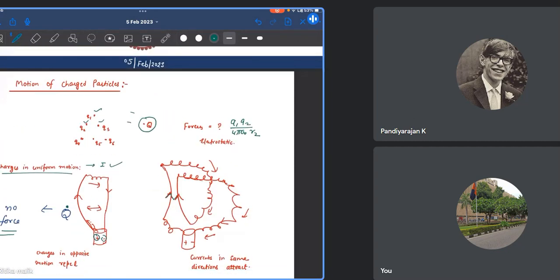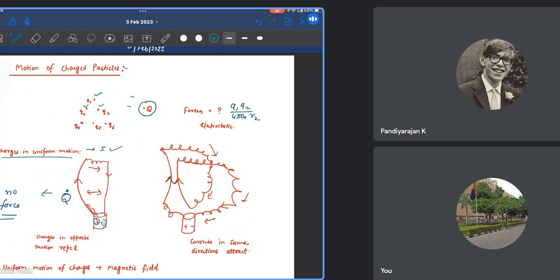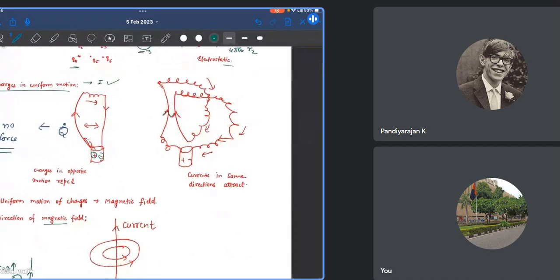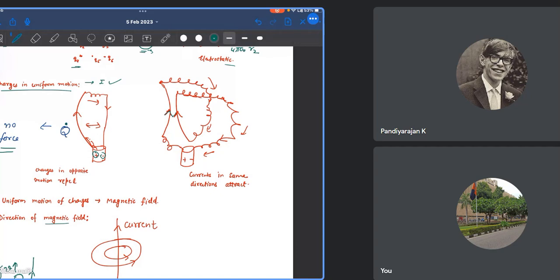Okay, so today we are going to learn this concept of motion of charged particle. Basically we are going to learn how different charged particles behave when placed in different kinds of fields. If charged particles are placed in an electric field created by another charge, they experience the electrostatic force. But if they are placed in a magnetic field created by moving charges, they experience magnetic force if they are moving.